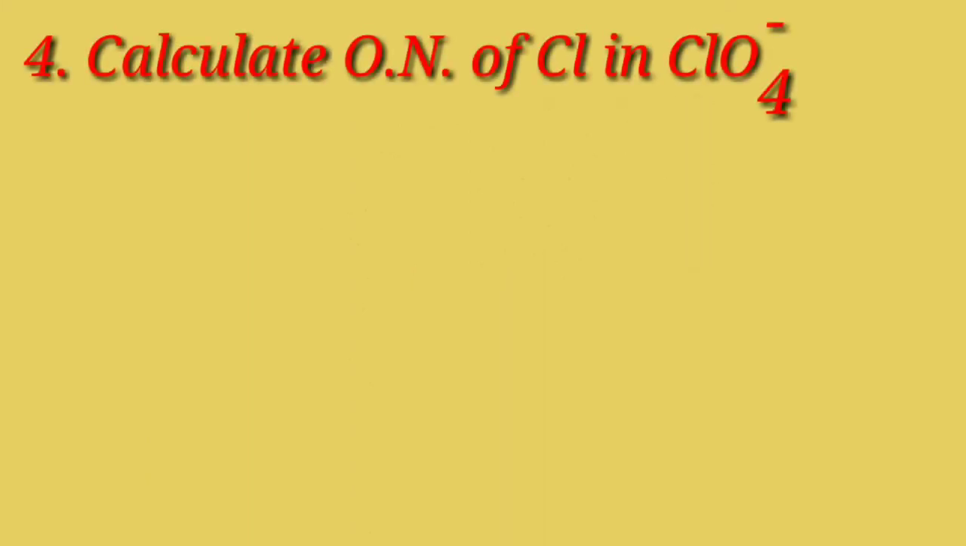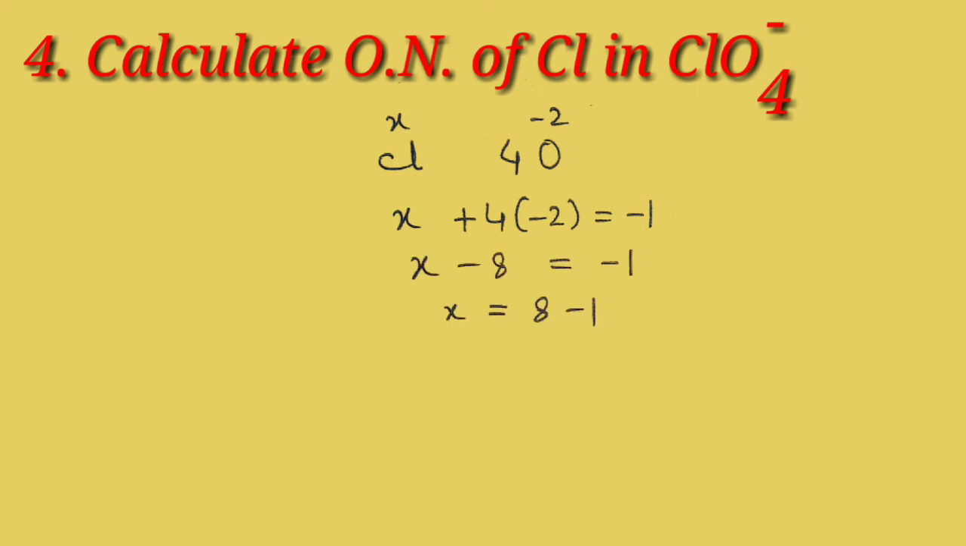Next, calculate the oxidation number of chlorine in the perchlorate ion, that is ClO4-. Students, let us calculate the oxidation number of chlorine. First consider the oxidation number of chlorine as X and the oxidation number of oxygen as -2. There are 4 atoms of oxygen. On substituting the values, we get X plus 4 into -2 is equal to -1. On further calculation, we get the oxidation number of chlorine as +7 in the ion.